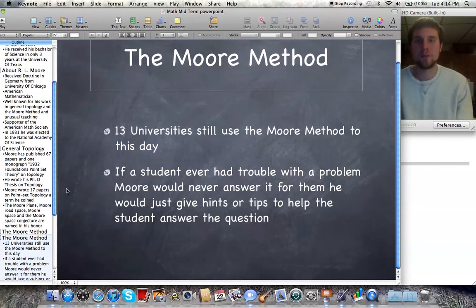As for the Moore method, if a student ever had trouble with a problem, Moore would never answer it for them. He would just give them hints or tips to help the student answer the question. He believed that they should figure it out for themselves rather than him giving them the answers. This would better help them with learning the material.